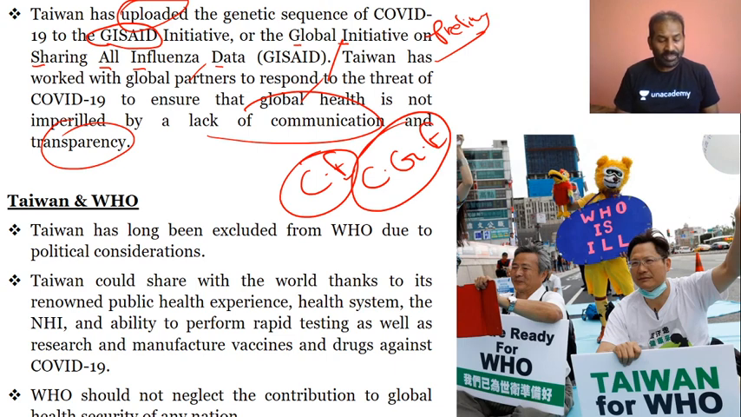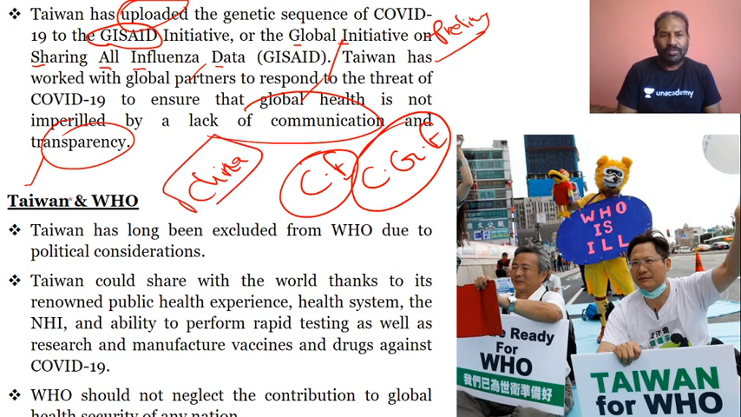Jahnavi says China claims that Taiwan is its province, so it can't represent itself independently. Absolutely, you are saying it right. State within state. And now we will look at Taiwan and WHO. As Satya was saying, it should be considered. But how and on what basis? And how China will definitely be a stumbling block for Taiwan to get into WHO or be a member of WHO. And for a long time it has been excluded from WHO due to political consideration, as I said, and Taiwan could share with the world its renowned public health experience.